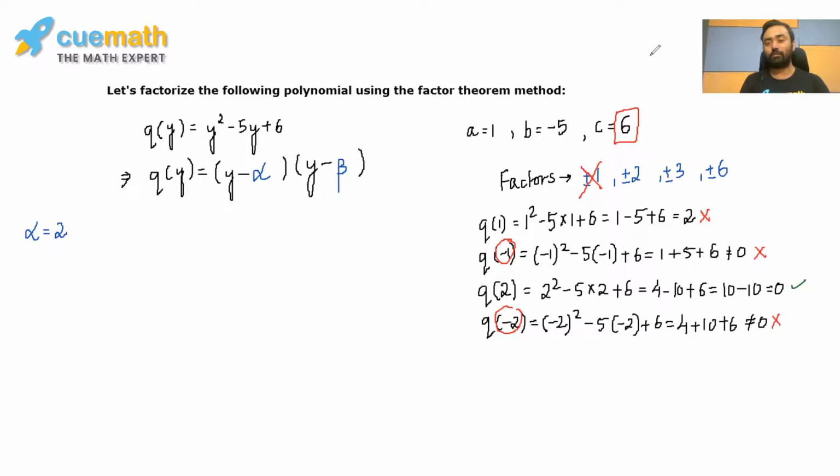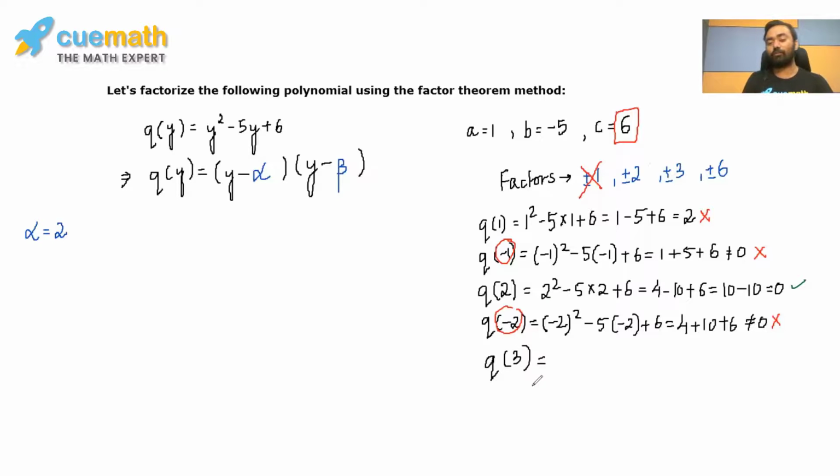Now let's look for the next number. So q of 3, whether 3 is a root of this polynomial or not, and we'll not check for negative 3. You all can try with negative 3 and negative 6, because we already see that when we are taking a negative number, we are getting the terms as positive and we are not going to get 0 for sure.